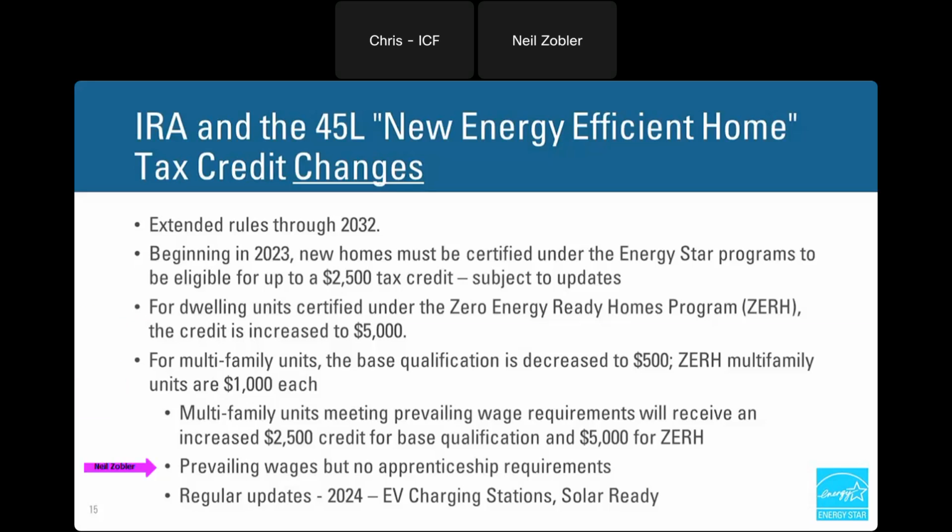Interestingly enough, prevailing wages in this category are required, but they do not require apprenticeship requirements. I don't know why. It may have been just an oversight, but right now that's the way the law reads. And of course, this year they've added EV charging stations and solar readiness to the different properties, so you can benefit from some, including those in your project itself.